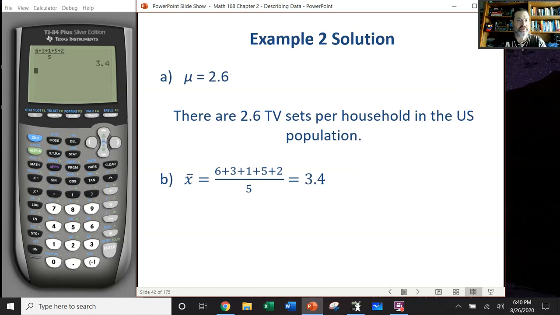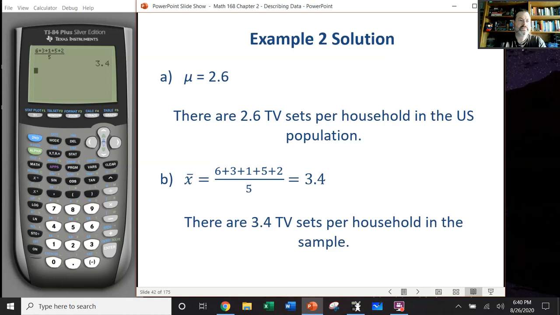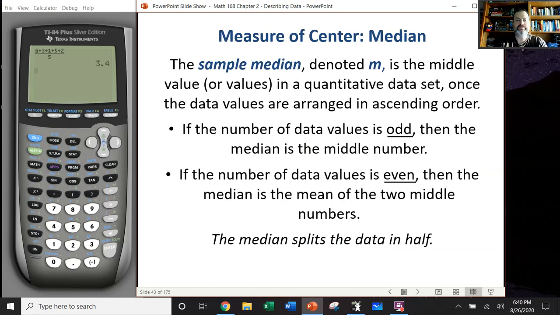Don't forget to use the appropriate symbol. The homework does not require you use the symbols. On a test, I could require that you use the symbols. So there are 3.4 TV sets per household in the sample. So here we have the nationwide average. That is some sort of known value. And we have a sample in Ohio that represents a different population. Assuming it's a random sample, right? All right, let's keep rolling.